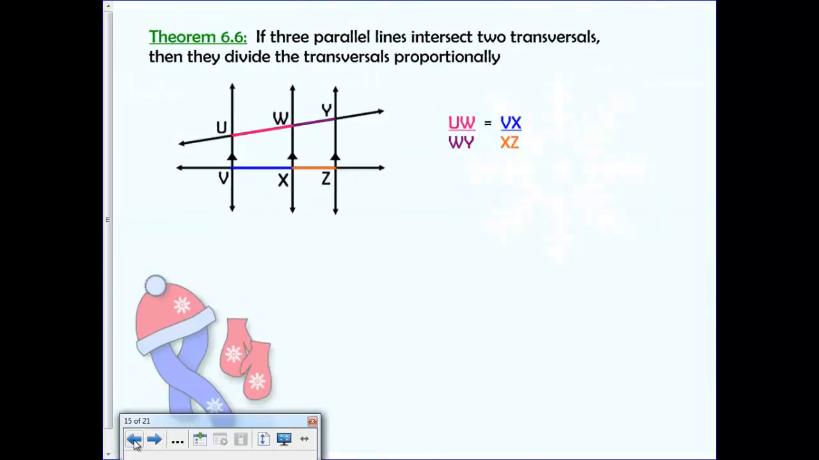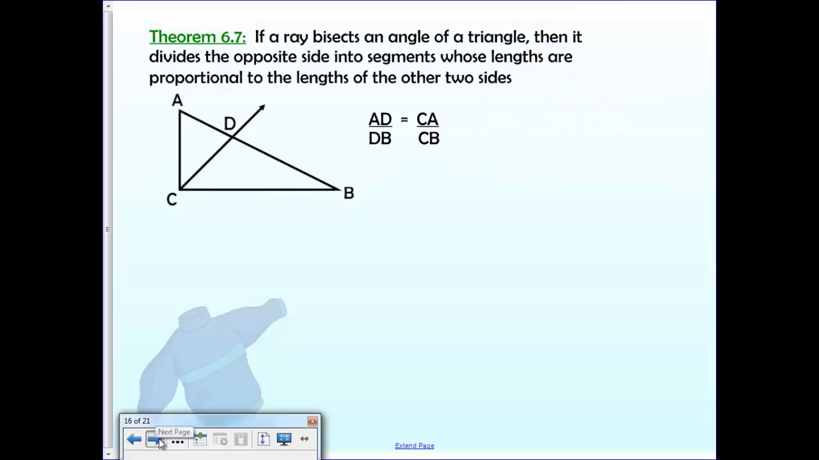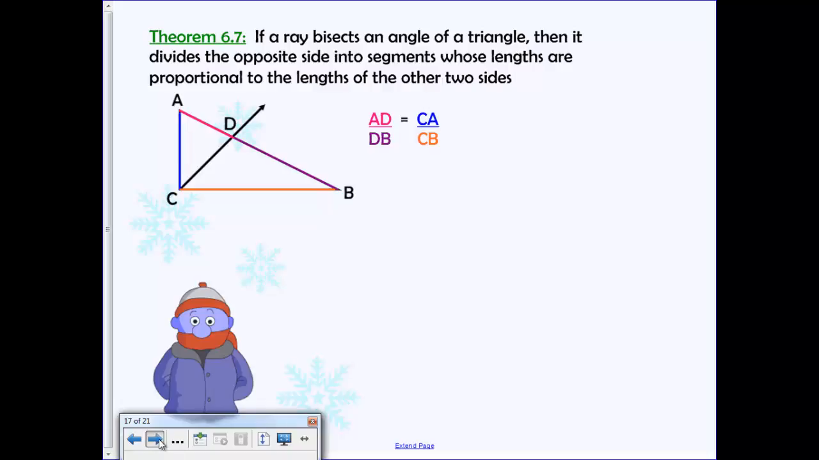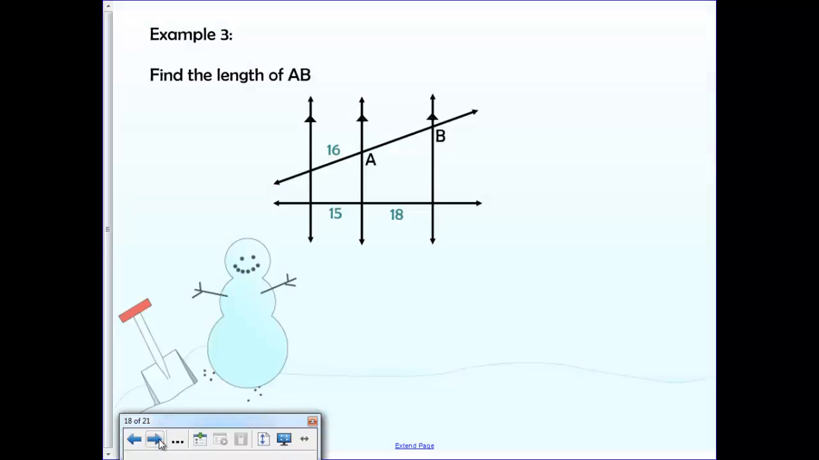Really, with this one, what happens, if you have 3 parallel lines that intersect 2 transversals, they divide the transversals proportionally. So these parts are proportional, and those parts are also proportional. How about here? Find the length of AB. Here's AB. Call it X.